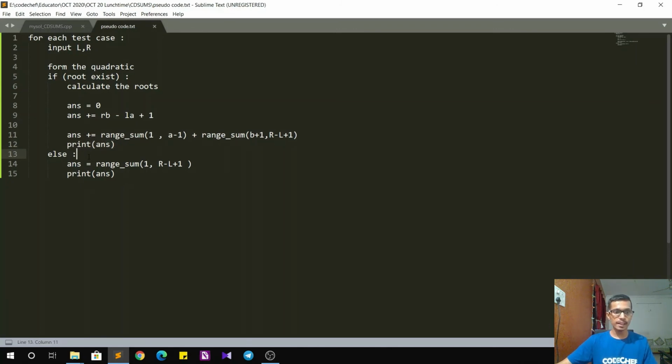And in the else case, if the roots of the quadratic do not exist, it means that all the ranges are non-overlapping. So we simply print range sum from 1 to capital R minus L plus 1.